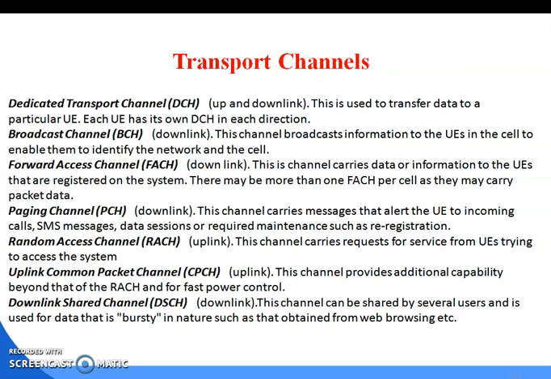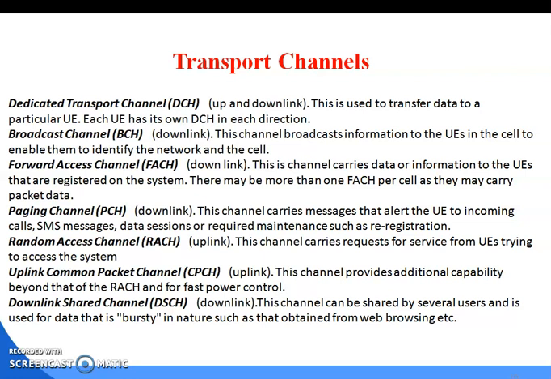Forward Access Channel, FACH, downlink. This channel carries data or information to the UEs that are registered on the system, and there may be more than one FACH per cell as they may carry packet data. Paging Channel, PCH, downlink. This channel carries messages that alert the UE to incoming calls, SMS messages, data sessions, or required maintenance such as registration. Then the Random Access Channel, RACH, uplink.